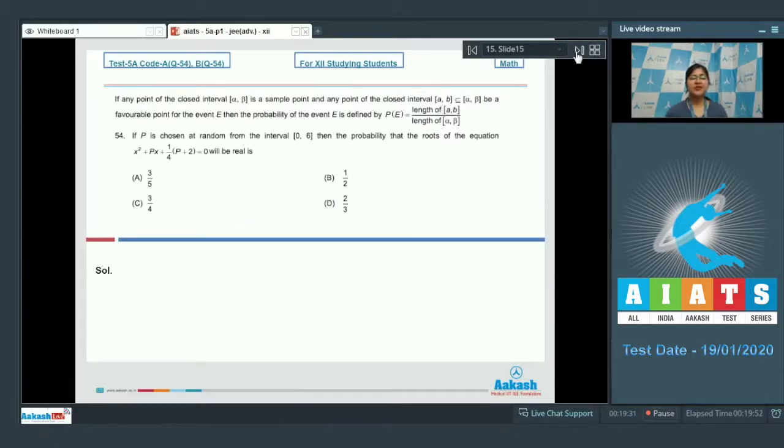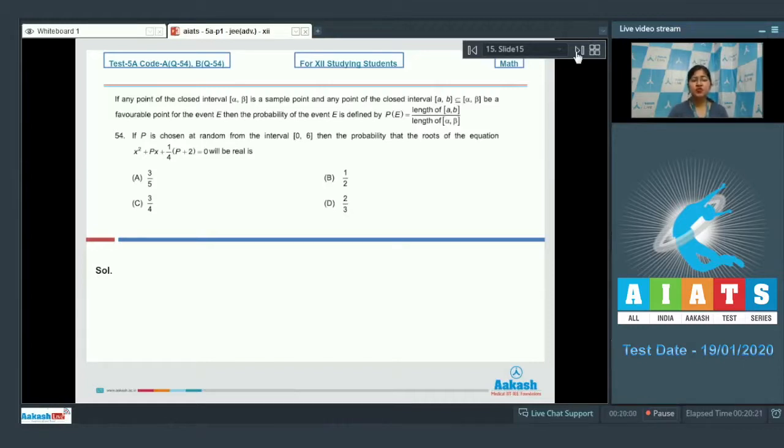Next paragraph, it says that if any point of the closed interval alpha to beta is a sample point and any point of the closed interval A to B, which is a subset of alpha comma beta, is a favorable point for the event E, then the probability of the event E is length of A to B, that is the favorable case, divided by length of alpha to beta, that is the sample space. This is known to everyone. Let's start with question number 54.